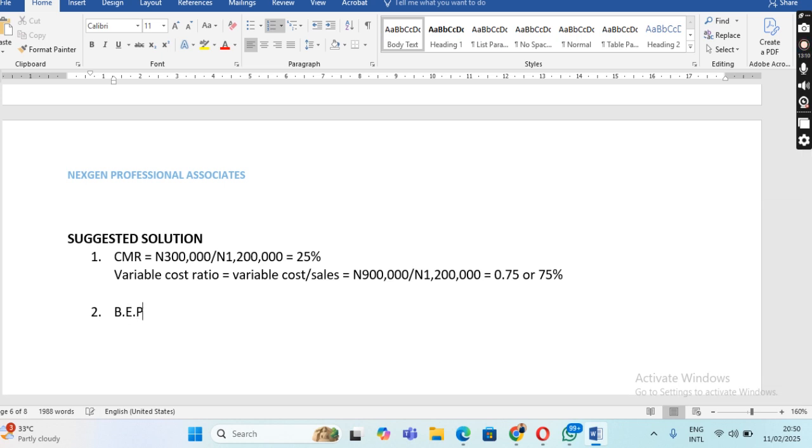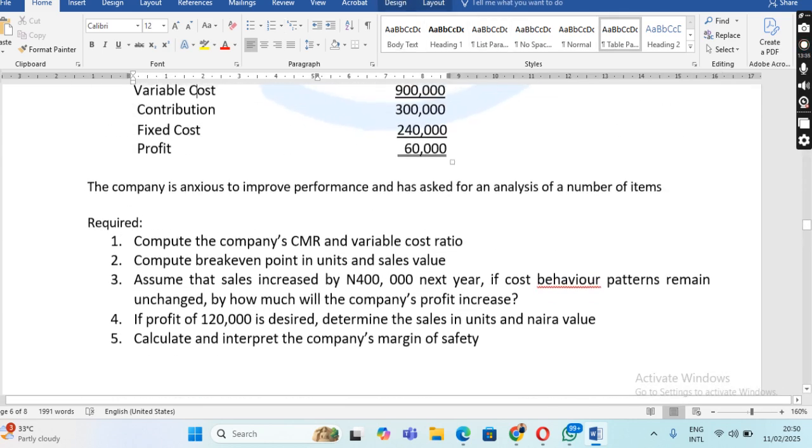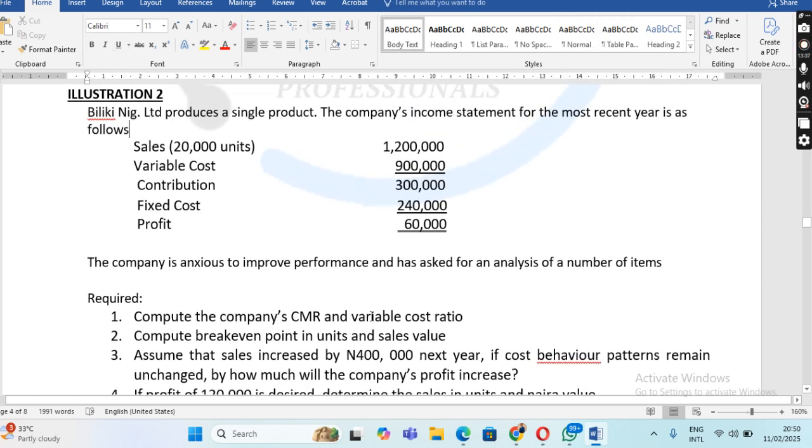So BEP in units. Chris, you will give me the BEP in value. Get ready. If you like, go and check your formula. So break-even is fixed cost. I don't need to write the formula out. You already have it. It's on the YouTube, right? Fixed cost divided by contribution per unit.